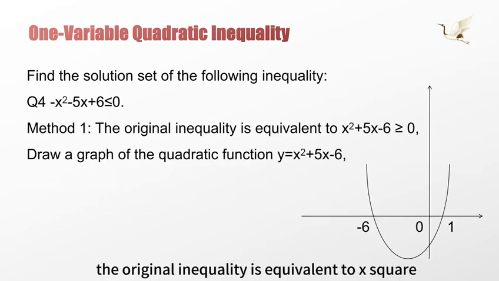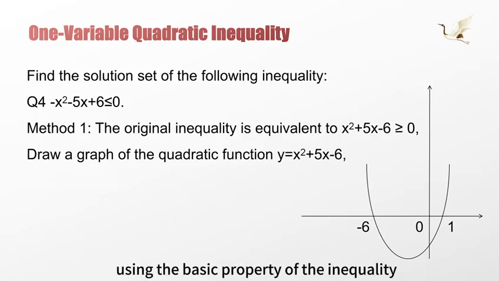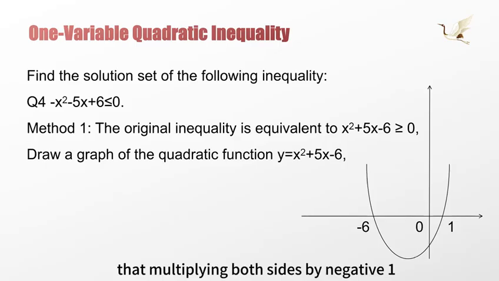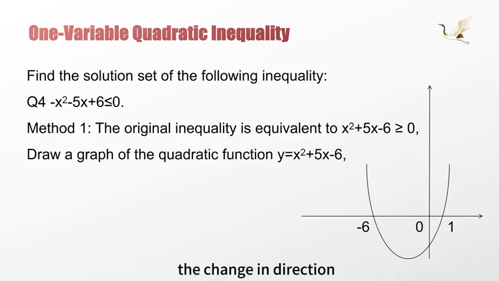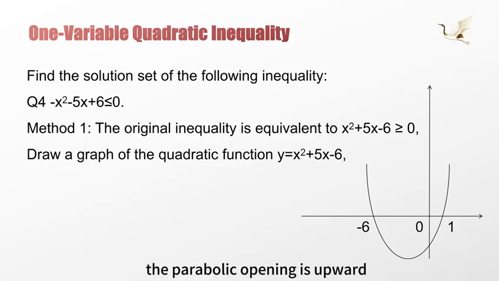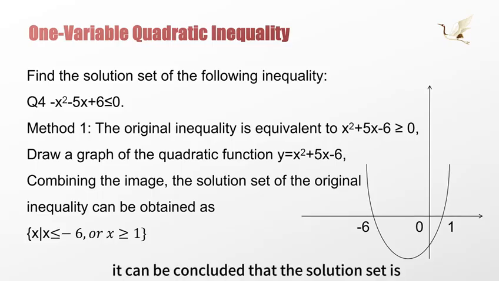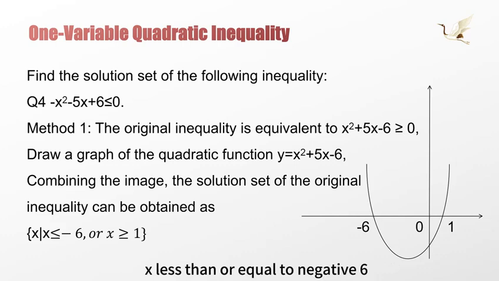The original inequality is equivalent to x squared plus 5x minus 6 greater than or equal to 0. We convert the coefficient of the quadratic term from -1 to +1 using the basic property of inequality that multiplying both sides by -1 changes the direction of the inequality. Then we need to draw a quadratic function graph. We can easily determine that the parabola opens upward and has two zeros, one is -6 and the other is 1. So combined with the image, it can be concluded that the solution set is x less than or equal to -6 or x greater than or equal to 1. Note that the result must be expressed in the language of sets.